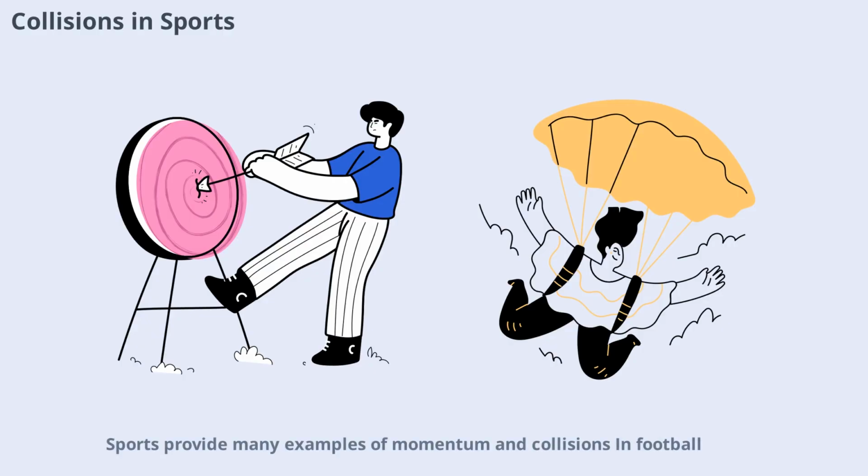Sports provide many examples of momentum and collisions. In football, players tackle each other, transferring momentum. In baseball, the bat collides with the ball, changing its speed and direction. Understanding these interactions helps athletes improve their techniques and coaches develop better strategies.